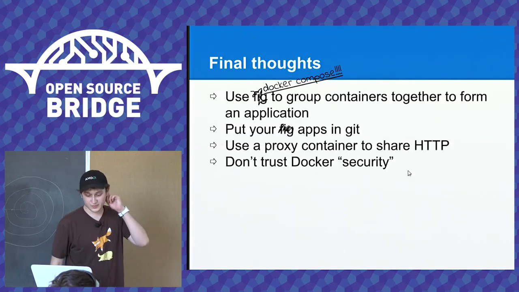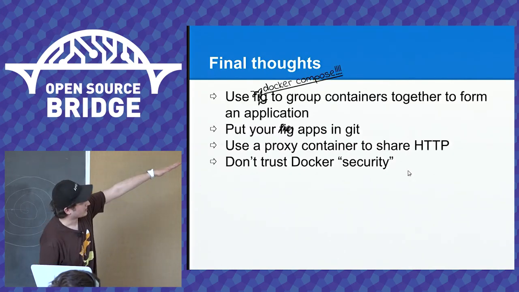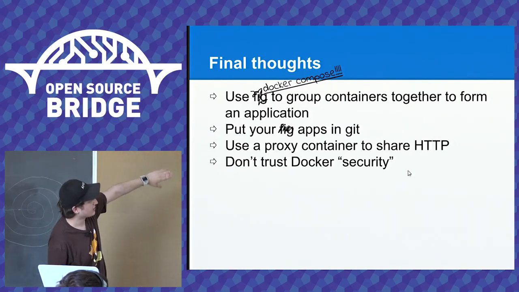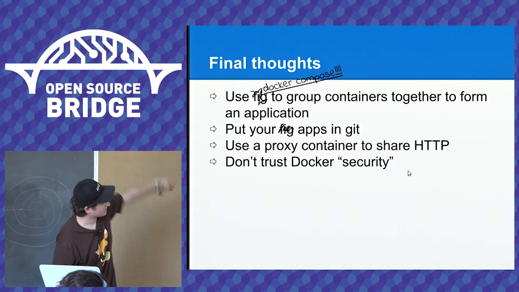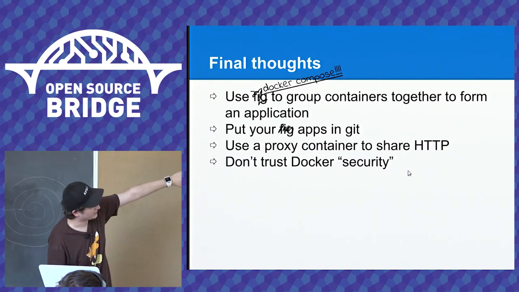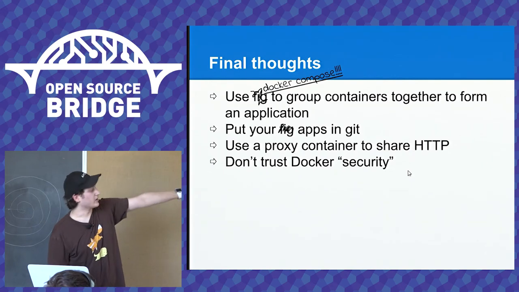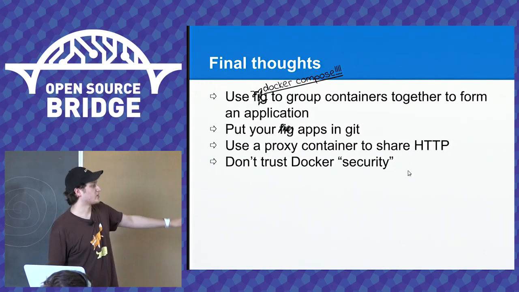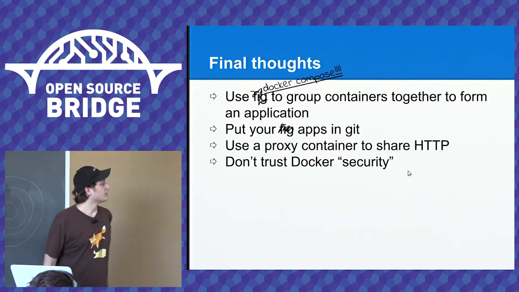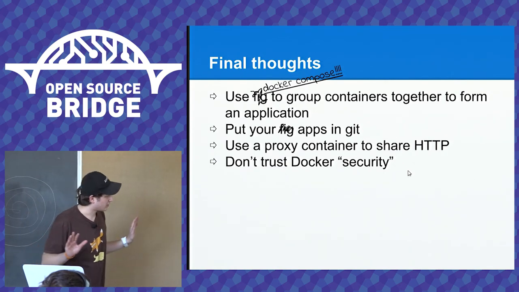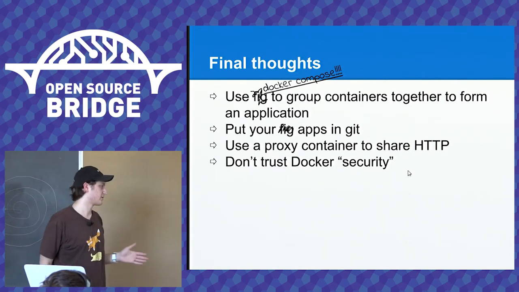So the final thoughts here. Use Fig to group containers together to form an application. I'm actually still in the habit of talking too many times with Fig. Put your apps in Git. Do it. Git is your configuration management, and that is very, very nice. No more screwing around with Chef or anything like that, except for the host machines.